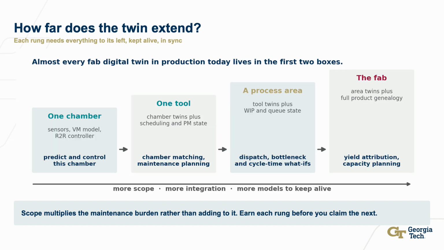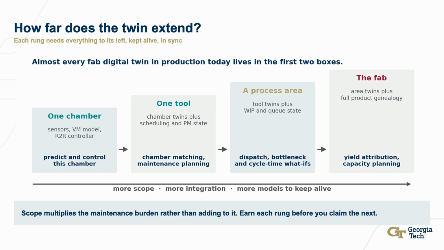How far does the twin extend? This is the question that decides whether a program succeeds, and it usually gets answered by ambition rather than capability. One chamber: sensors, a virtual metrology model, a run-to-run controller. It predicts and controls that chamber. This is what you have been building.